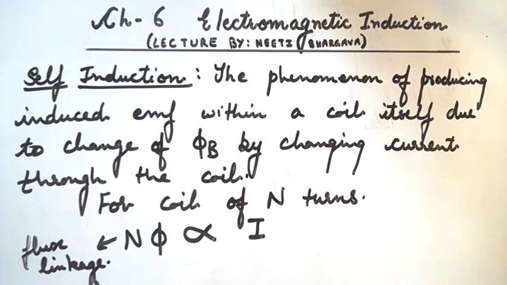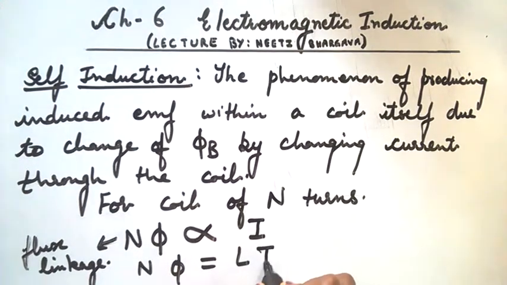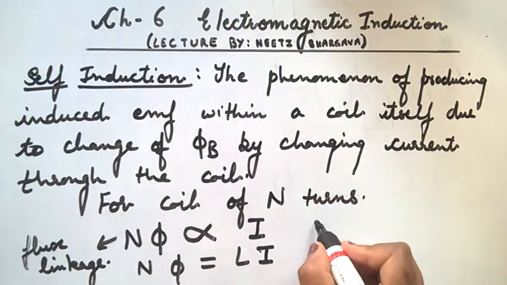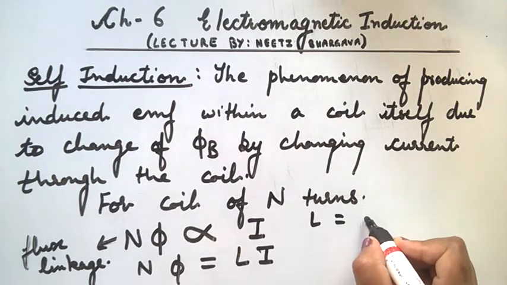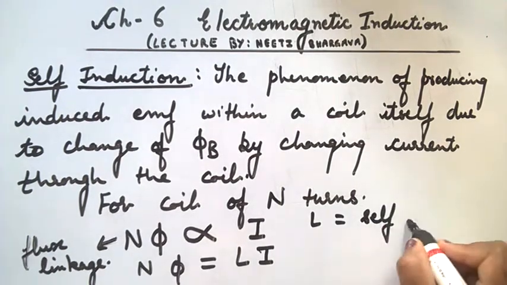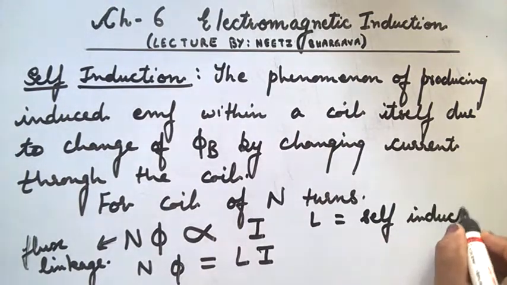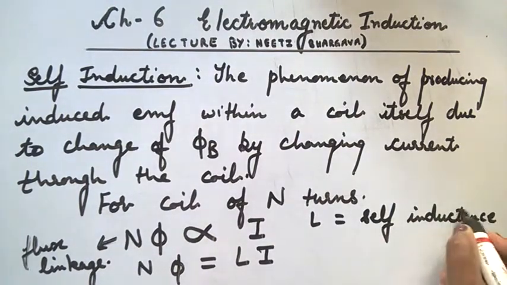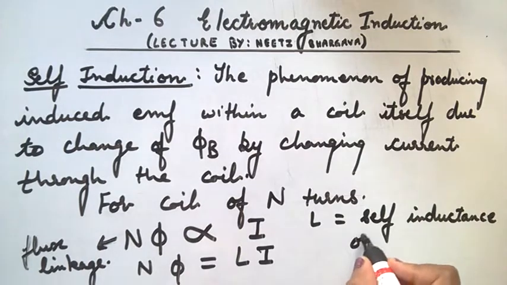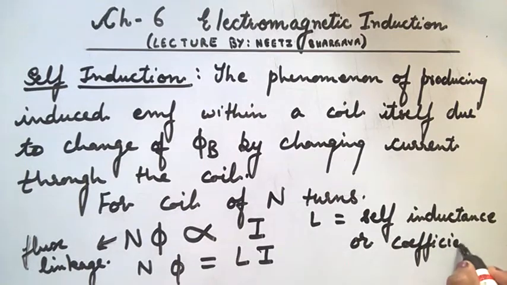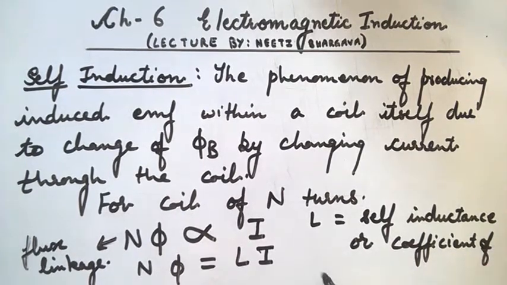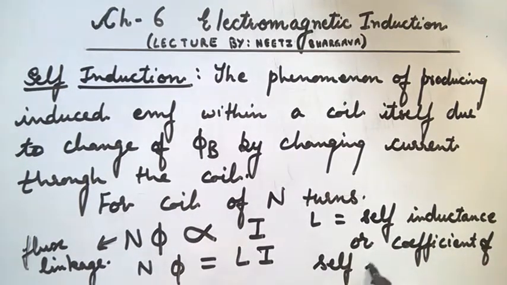That is a flux which is linked through this coil, and we can write n phi equal to Li, where L is a proportionality constant called self-inductance, also known as coefficient of self-induction.